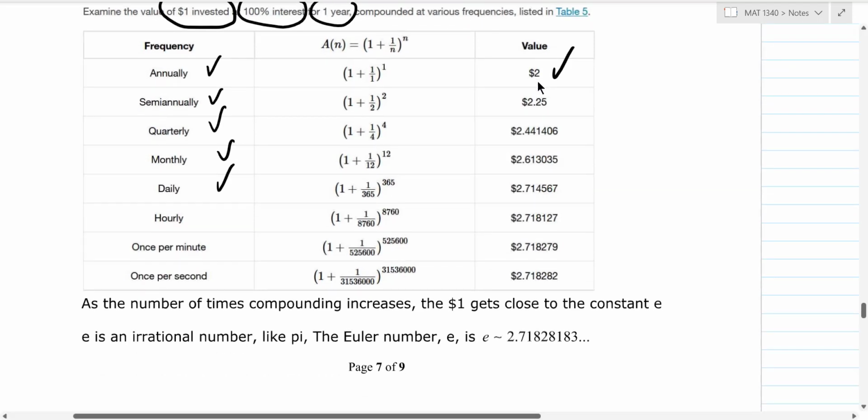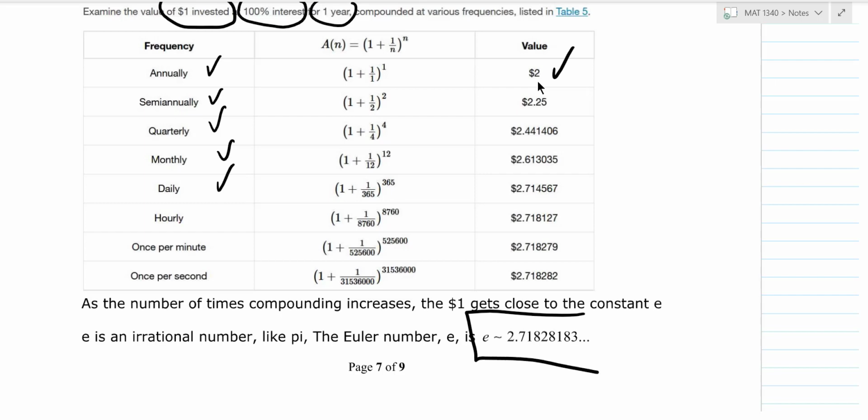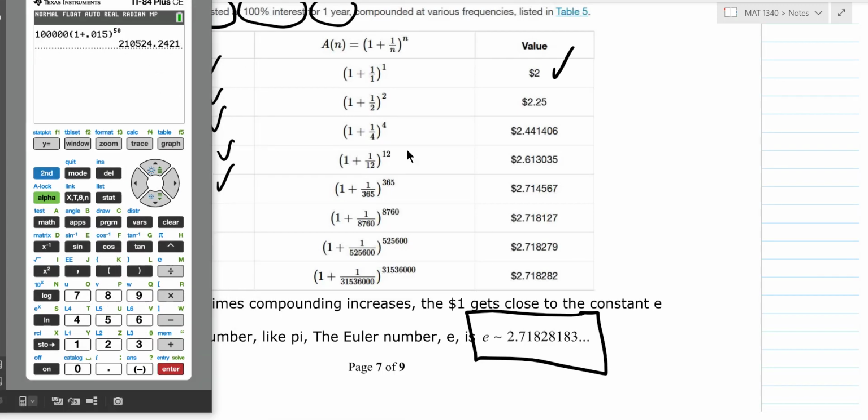The mathematician Euler came up with this just by playing around with compound interest, and he discovered that the more often you compound, if you take $1, it's going to get close to a mathematical constant. Euler's number is E, and it's about 2.718283, like that. Your calculator has E on it.